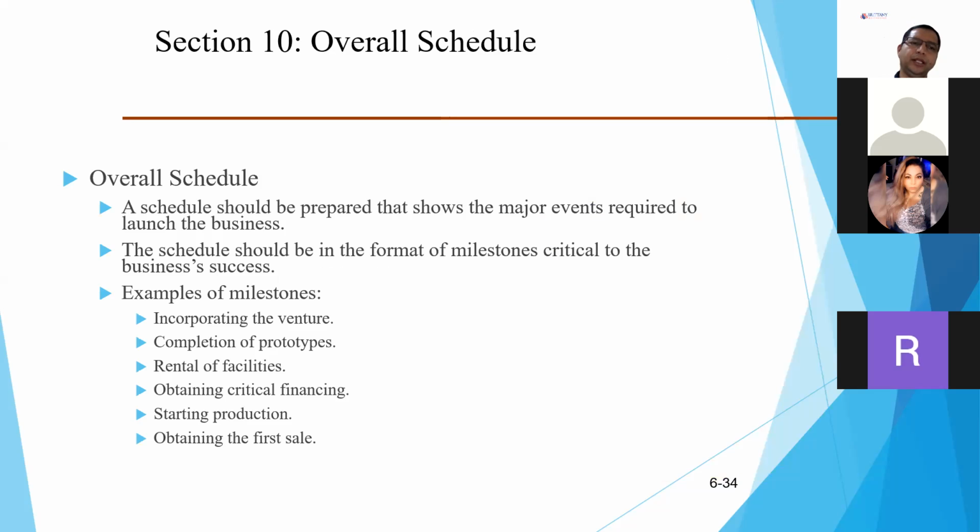Right. So the last one is basically an introduction, a conclusion whereby you will be providing an overall schedule. In this section, you can include incorporating the ventures, completion of the prototypes, your rental facilities, obtaining critical financing, starting the production, obtaining the first sale. So this is not the last one. This is the overall schedule you will be providing in this section.